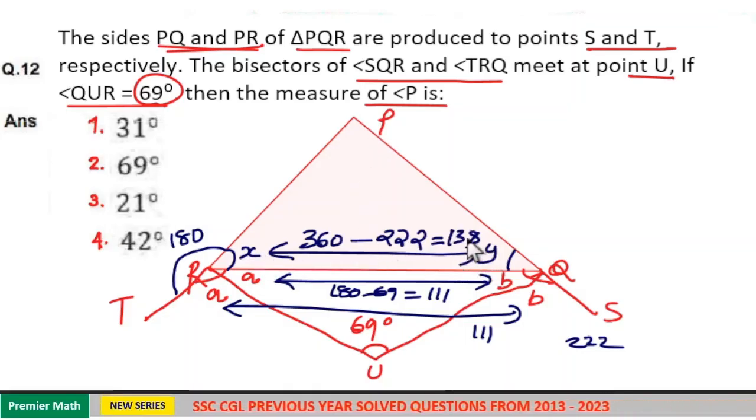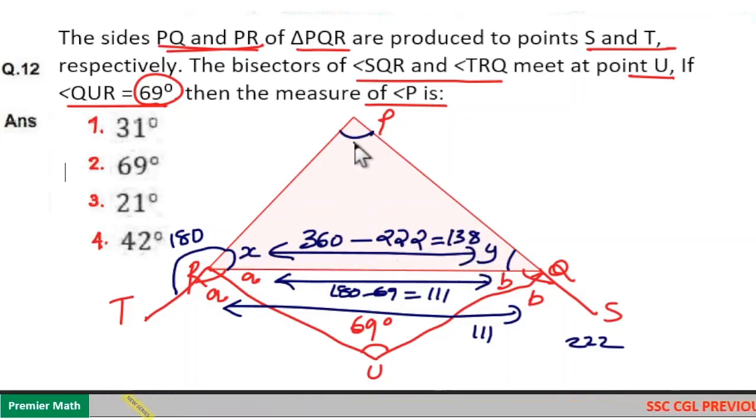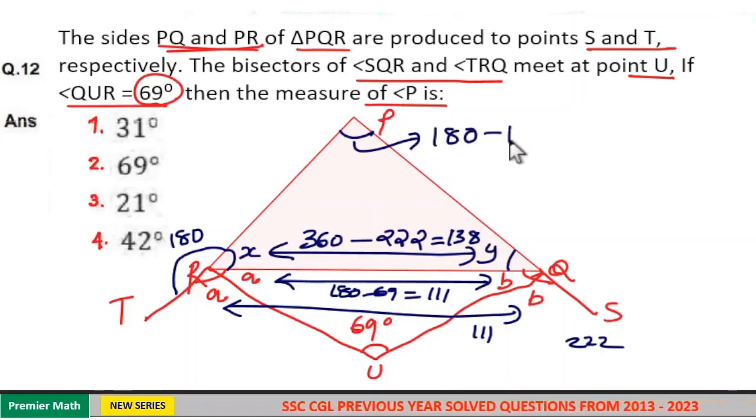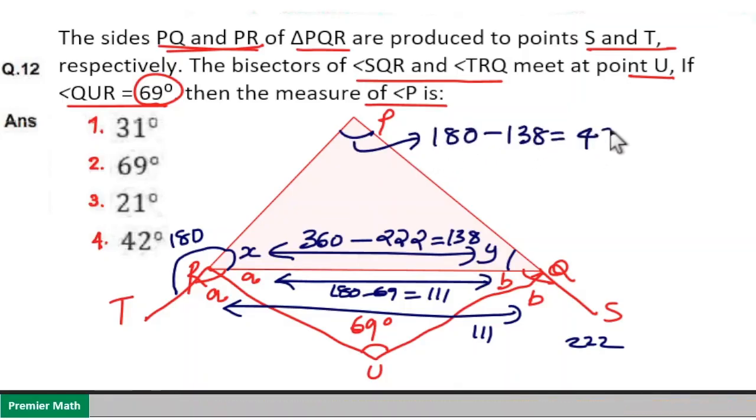If X plus Y is 138, then angle P is equal to 180 minus 138, which is 42 degree. So option 4 is your answer.